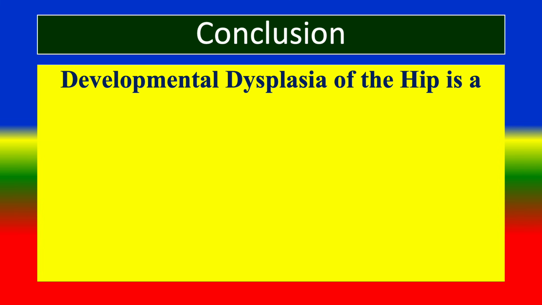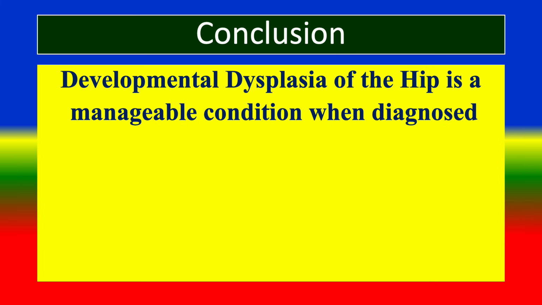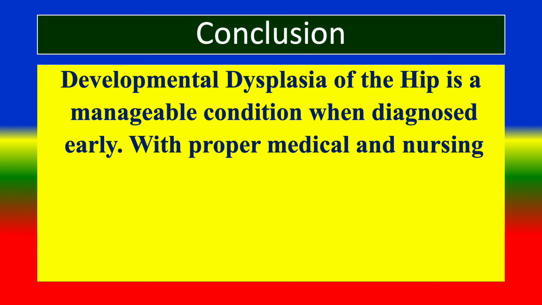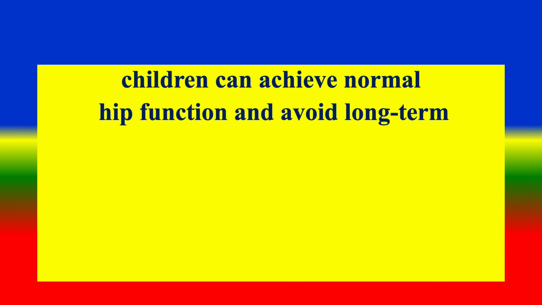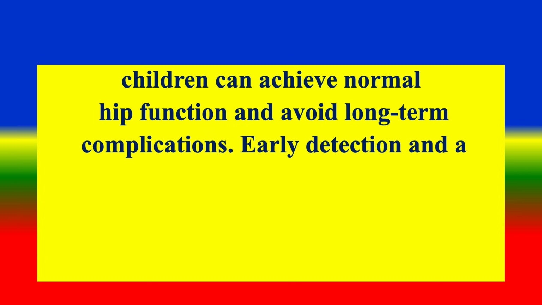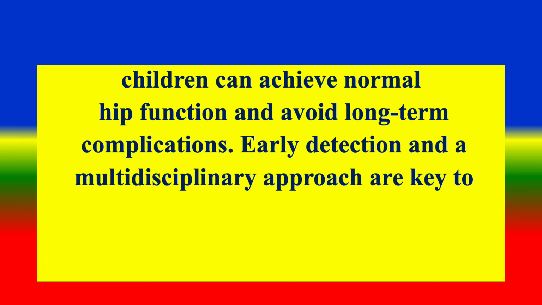In conclusion, developmental dysplasia of the hip is a manageable condition when diagnosed early with proper medical and nursing interventions. Children can achieve normal hip function and avoid long-term complications. Early detection and a multidisciplinary approach are key to successful outcomes.